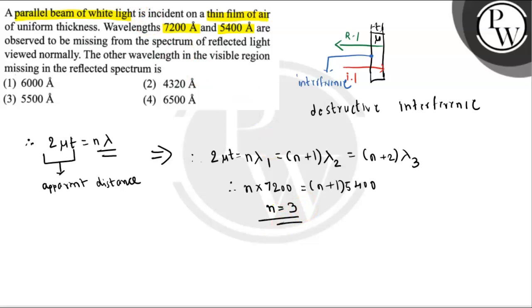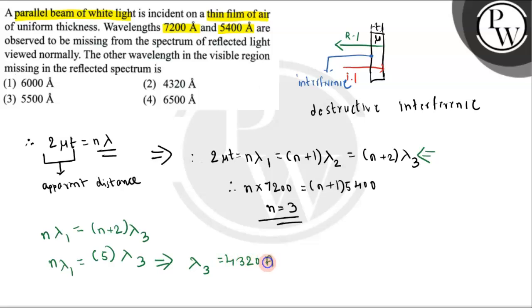So now the next wavelength, that is the third wavelength that is missing, must also satisfy this condition. Which condition? This one, right? So can we say that n lambda 1 is equal to n plus 2 lambda 3, right? So n lambda 1 is equal to, lambda 1's value we know, n's value is 3, 3 plus 2 is 5, and lambda 3 is what we are supposed to calculate. So if you solve this further, you will get the value of lambda 3 as 4320 Armstrong, okay.